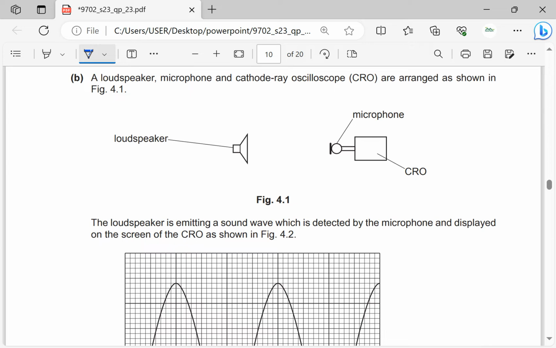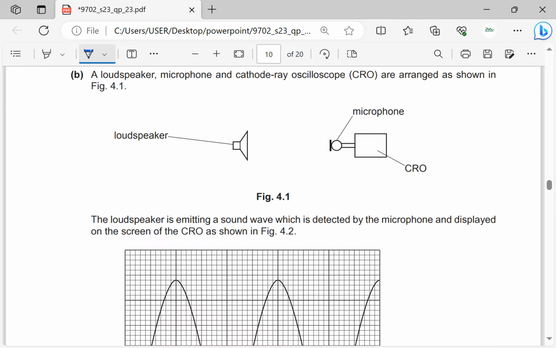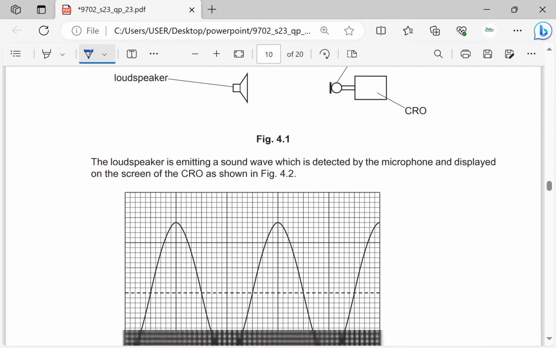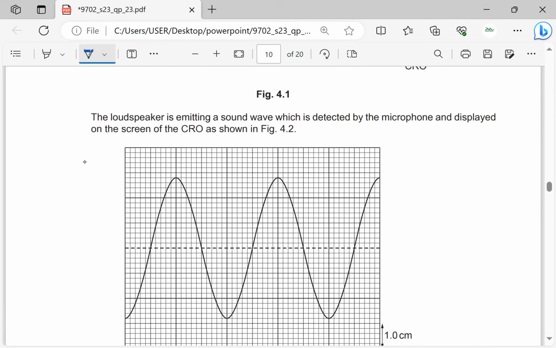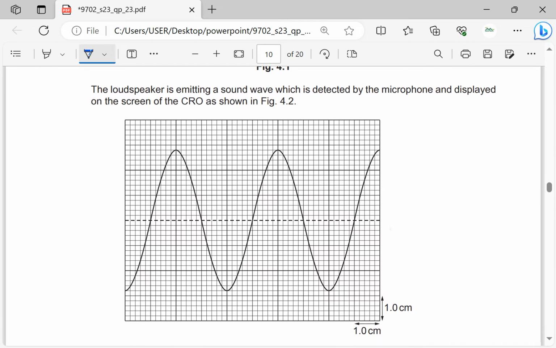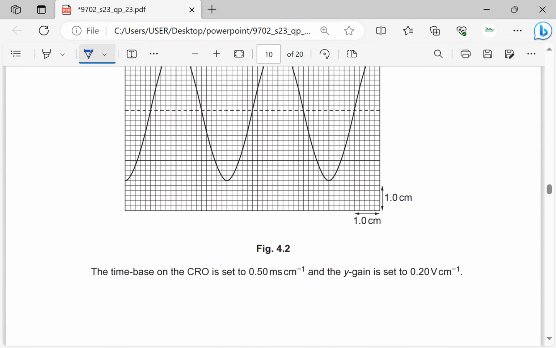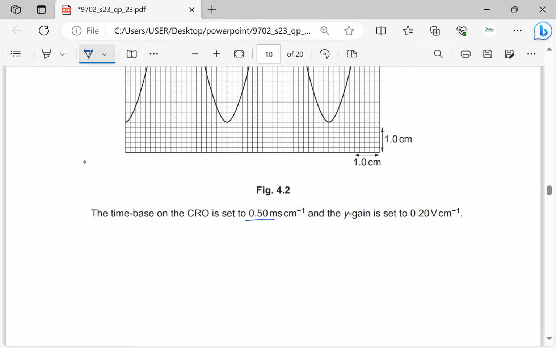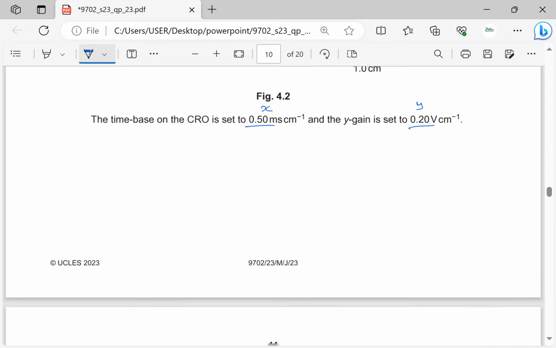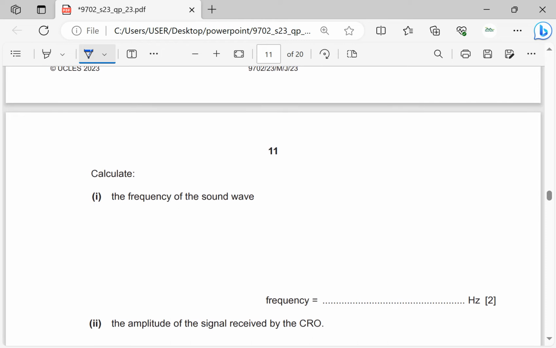A loudspeaker, microphone, and cathode ray oscilloscope are arranged as shown here. The loudspeaker is emitting a sound wave which is detected by the microphone and displayed on the screen, the CRO, as shown. The time base of the CRO is 0.50 milliseconds, so I'll call that one X. The Y gain setting is that, so I'll call this one Y. Calculate the frequency of the sound.